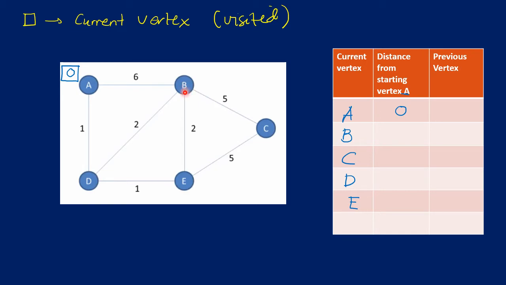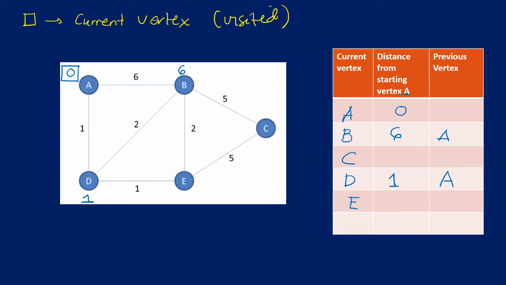Now from the graph, what is the distance of B from A? The distance of B from A is its weight, which is 6. So we write that here. And the distance of D from A is 1. Under the previous vertex column, for both of them, the previous vertex is A. Understand? So the distance of B from A is 6, and the distance of D from A is 1.